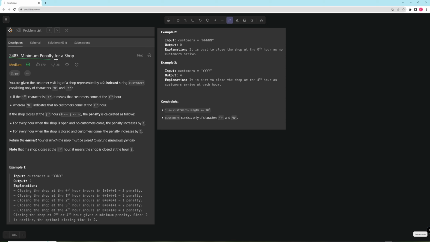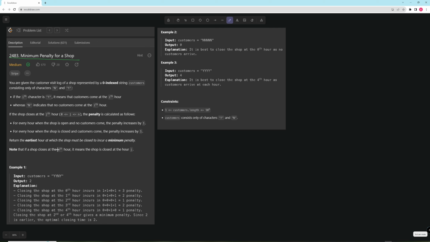In this problem we're going to be working on minimum penalty for a shop. So in this problem you're given the customer visit log of a shop represented by a string customers consisting of n and y, and if it is y that means the customer came at the ith hour, and if it's a no or an n that means the customer did not come.